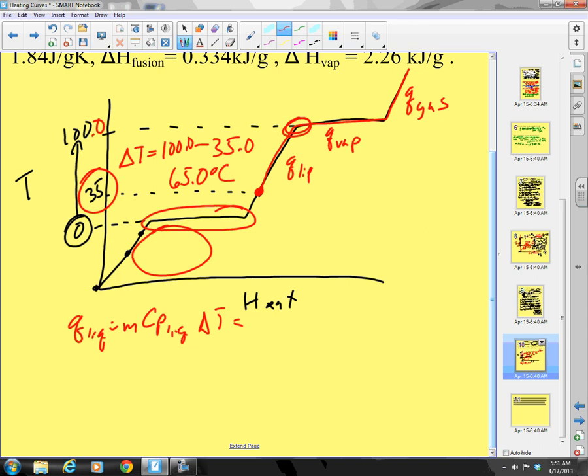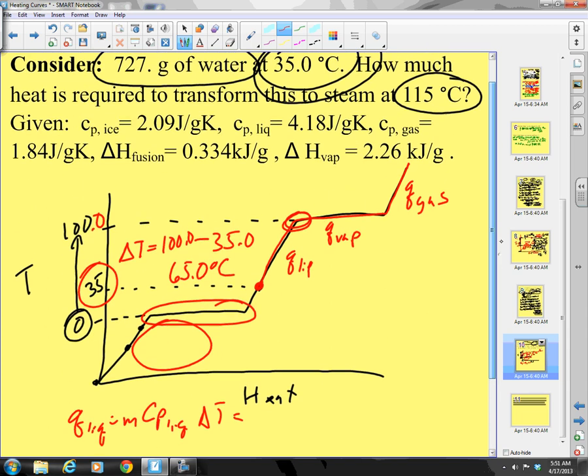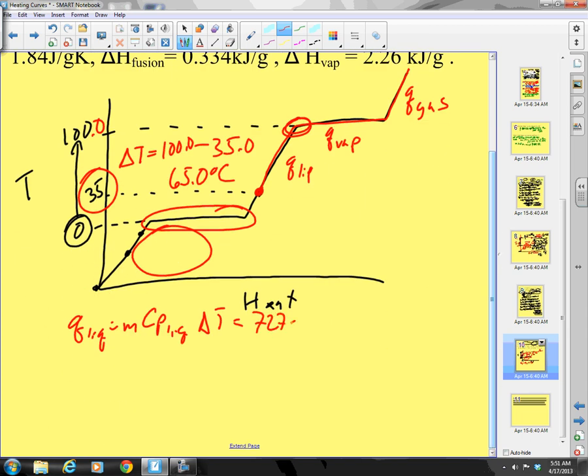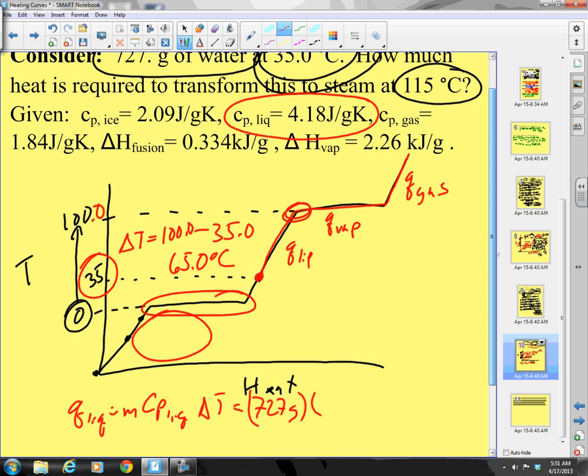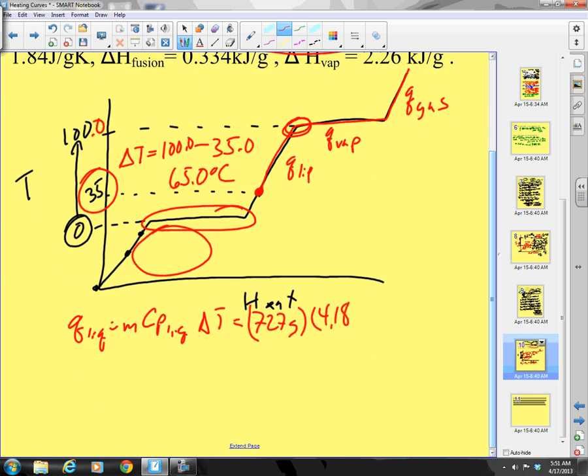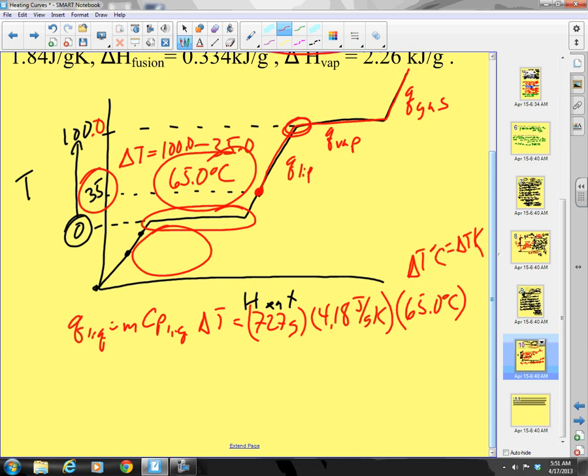All right, here we go. What's my mass? My mass was 727 grams. What is my C sub P? C sub P of liquid, 4.18 joules per gram Kelvin, times my delta T, 65.0 degrees Celsius. And remember, a delta T in Celsius equals a delta T in Kelvin. So these will indeed cancel as long as we're talking about change in temperatures, right? Cool. Okay.